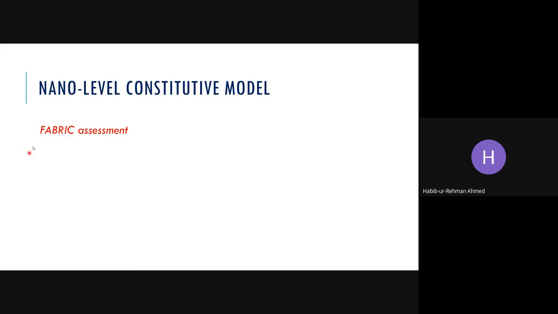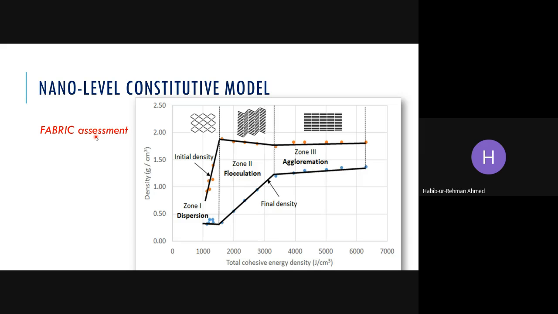Even we use this model to predict the type of fabric or structure in the soil. Okay, so if a combination of CED, which I mentioned to you as a state parameter, and the density is falling in this zone, we can say we have a dispersion zone. Okay, if it is in this zone, we call it flocculated zone. If it is present in this zone, the fabric or the structure of the soil would be more or less very close to the agglomeration zone.